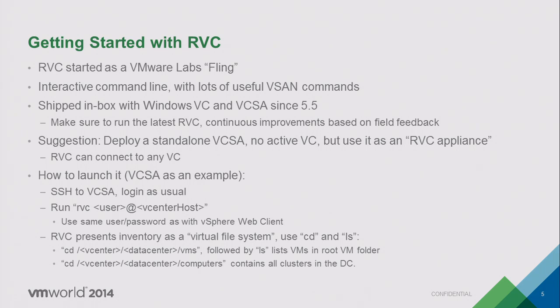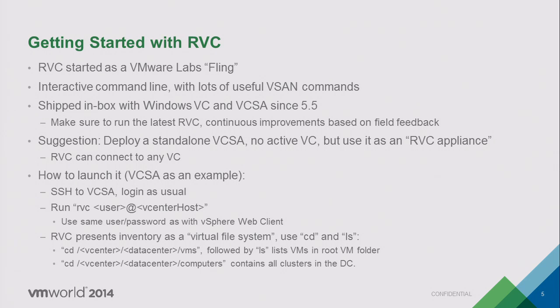But you might not have heard about RVC. What RVC is, it actually started as a VMware fling, which is a way for us to experiment with new, experimental features that we think might be useful to you. It's an interactive command line, RVC, where we put in a whole bunch of vSAN commands for useful troubleshooting. And people found it so useful, internally and externally, that we decided to ship it in box.